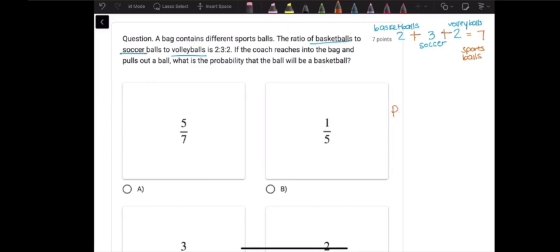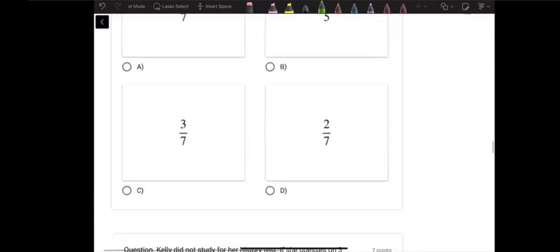So again, why do I need that total? Because for my probability, I need to always know what is the total number of outcomes. There's a total of 7 sports balls. Now the question is, what is the probability that the ball will be a basketball? So what does the ratio tell us? The ratio tells us that if there's 7 sports balls, 2 of them would be basketballs. So here's your probability, 2 out of 7. Can you simplify that? No. So this is your final answer, 2 out of 7, which would be D.